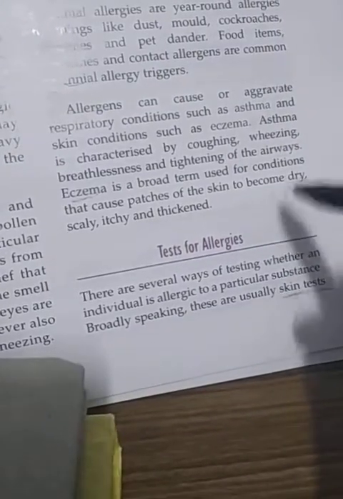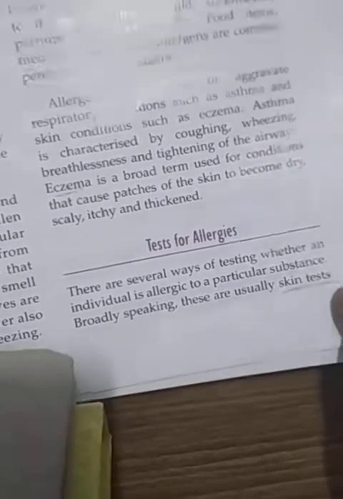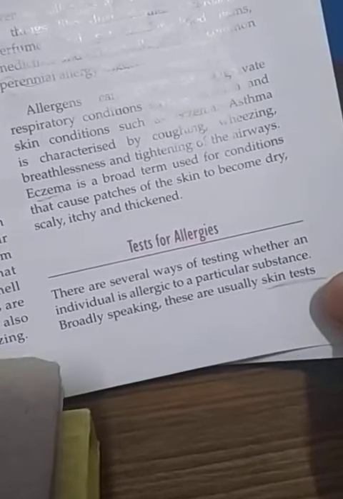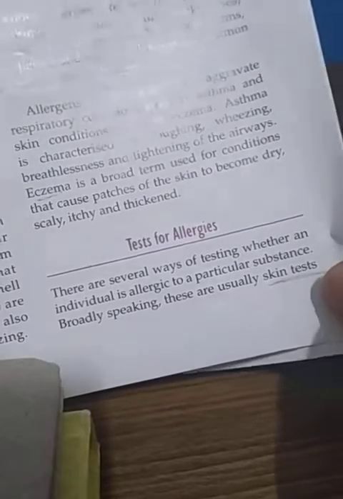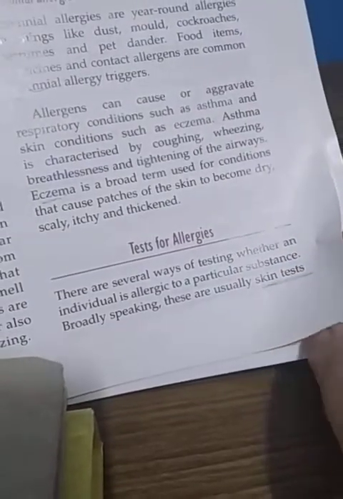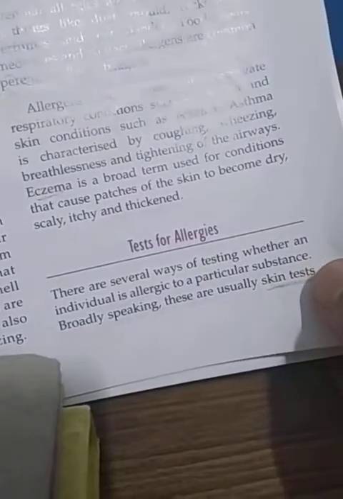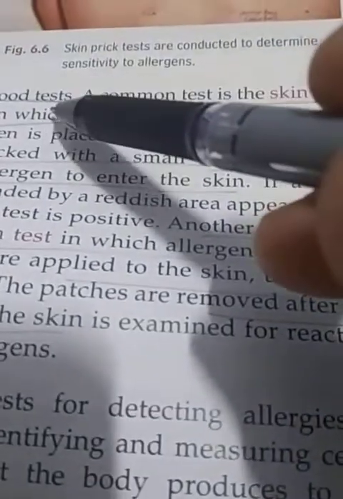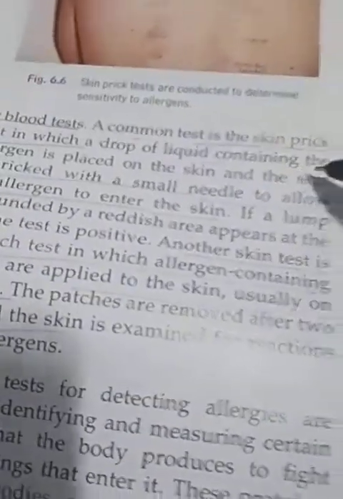Now next, there are tests of allergies. How to test for these allergies? There are several ways of testing whether the individual is allergic to a particular substance. There are usually skin tests. So what happens during a skin test? A skin test or blood test. A common test is the skin test, in which what happens?